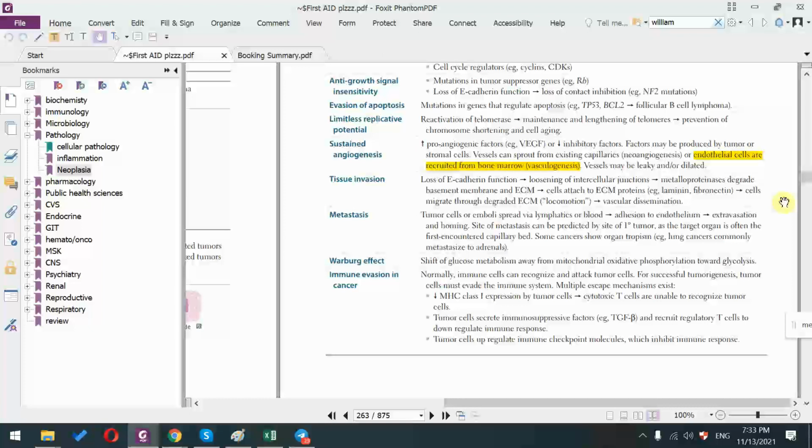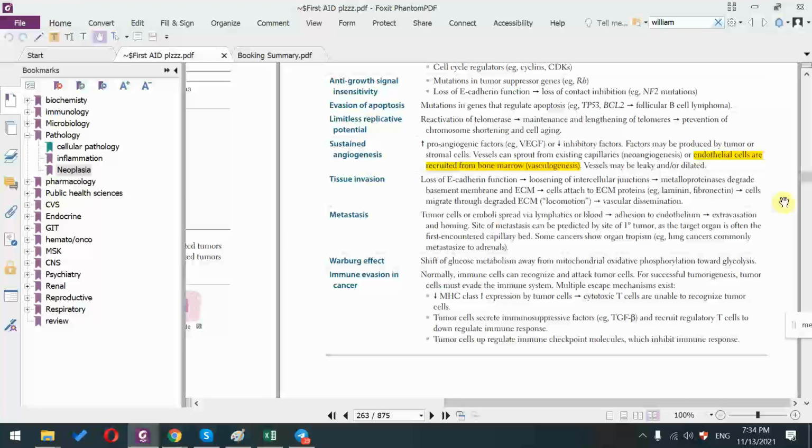We spoke about this. Then comes the job of metalloproteases, which are enzymes we spoke about, like collagenases, whose function is degradation of the basement membrane. Guys, which type of collagen is located in the basement membrane? Yeah, exactly, type 4. Excellent. So, as you can see, metalloproteases degrade the basement membrane and the extracellular matrix. So cells attach to the extracellular proteins.